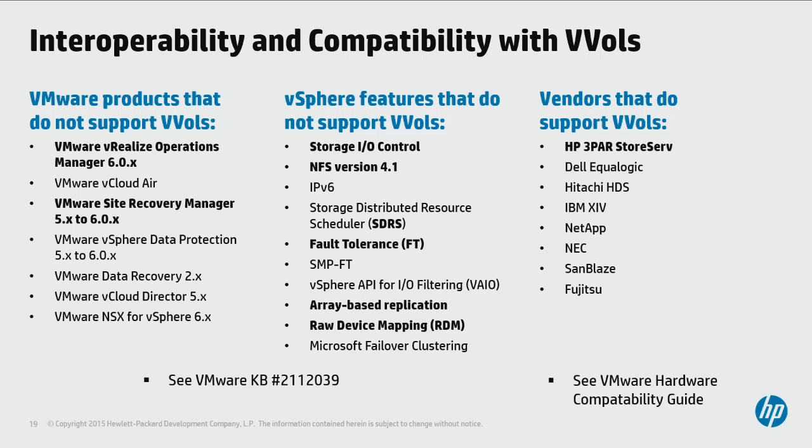The vSphere features that aren't supported with VVols: storage I/O control, which we can do on the array side, so that one's not terribly important. NFS version 4.1. If you're familiar with vSphere 6, they introduced support for 4.1, which has some enhanced stuff like pNFS in it. It's not supported yet on VVols. FT, fault tolerance, array-based replication, and then RDMs aren't supported on VVols as well, since there's no SCSI reservation support on VVols. Vendors support it.